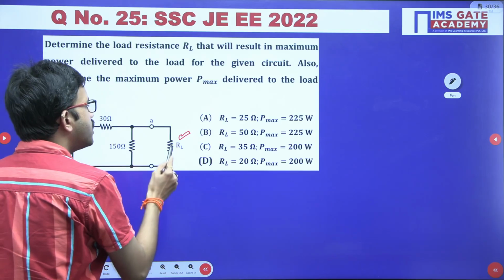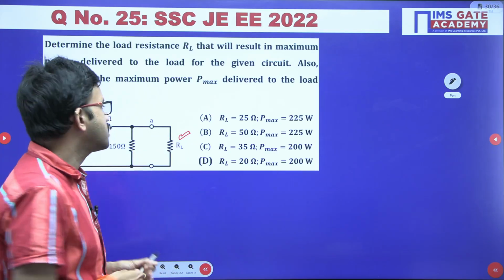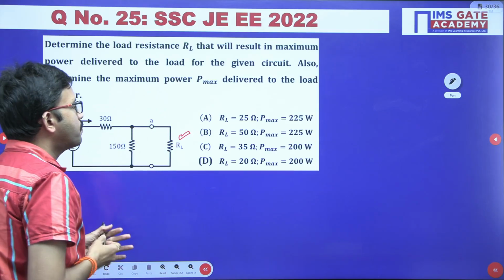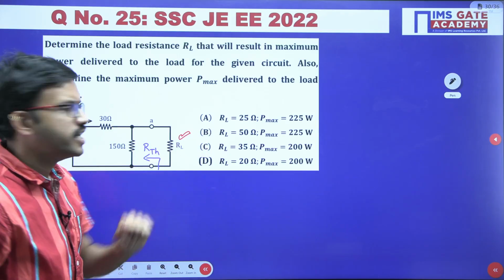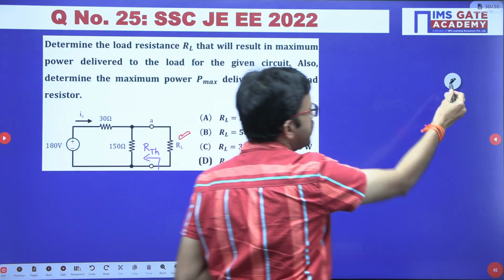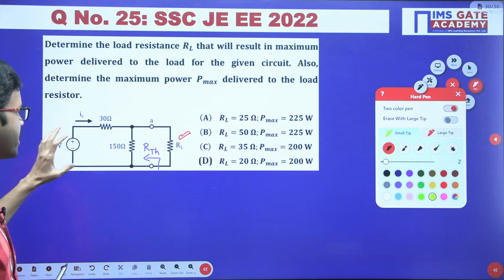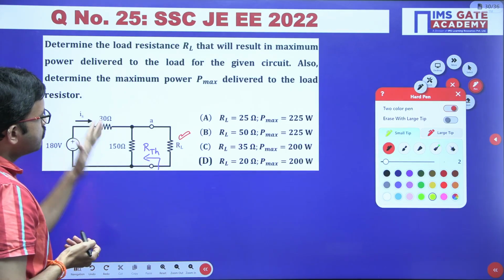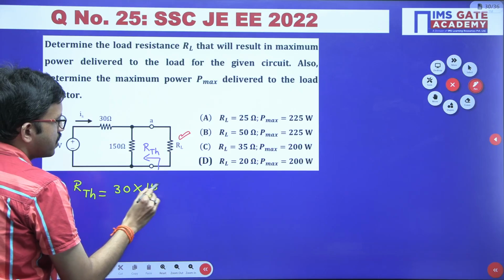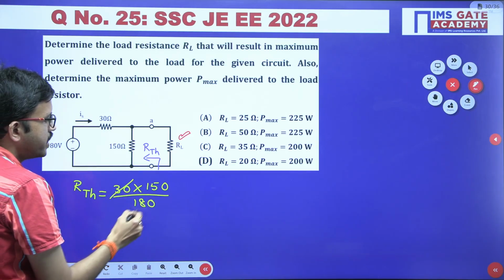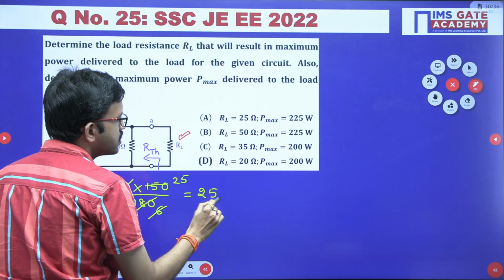I hope all of you know that in order to get maximum power across the load resistor, RL should be equal to RTH. That means you have to remove the load resistor from the given circuit, then the terminals become open. Across the open circuit terminals, you calculate RTH. To find RTH, the voltage source we make short, and if you have a current source, we make it open. That time this 30 ohm and 150 ohm are considered in parallel. So RTH equals 30 into 150 divided by 30 plus 150, that is 180. 30 sixes are 180, and 150 divided by 6 is 25. So the answer is 25 ohm, that is RTH.